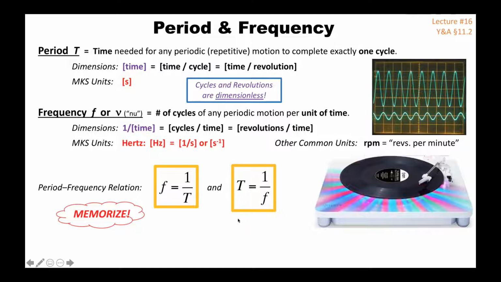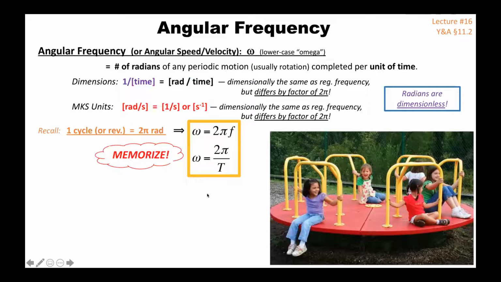So let's add one more quantity, which is similar to regular frequency here, but it's angular frequency. Angular frequency is defined just a little differently. Instead of being the number of cycles per unit of time, it's a number of radians. We could have used degrees, but radians have the advantage of being dimensionless because of the way they're defined in trigonometry.